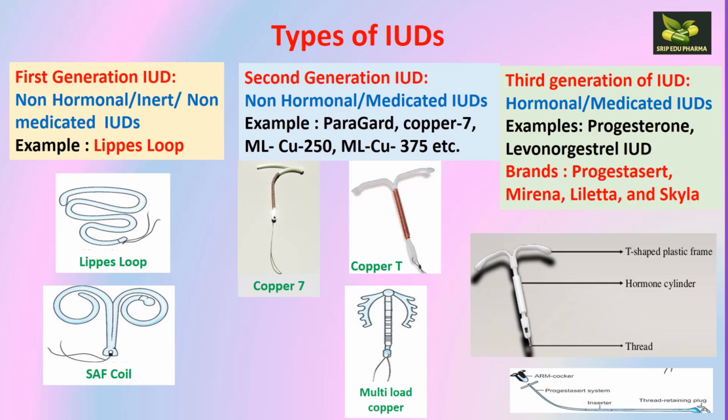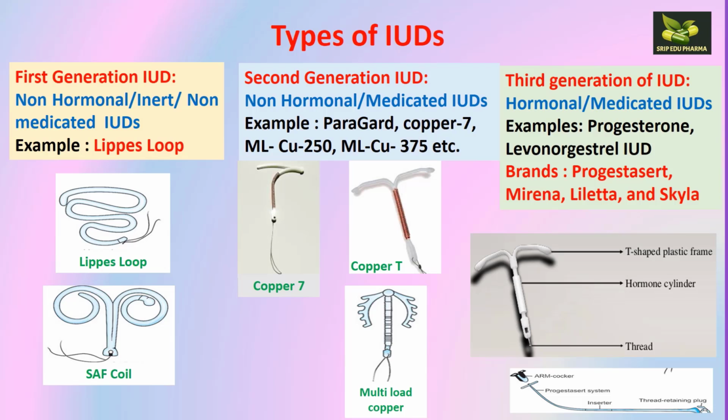Then second generation IUDs are non-hormonal but medicated because copper ions are involved. So second generation is also called copper intrauterine devices. Examples are Paragard, then copper 7, copper T. Then there are more advanced ones like multi-load copper, also known as MLCU 250, MLCU 375.